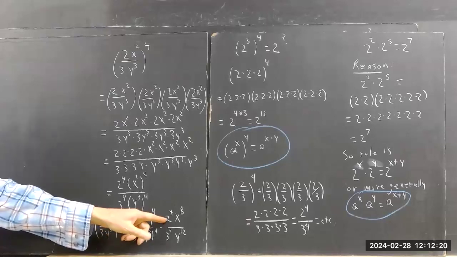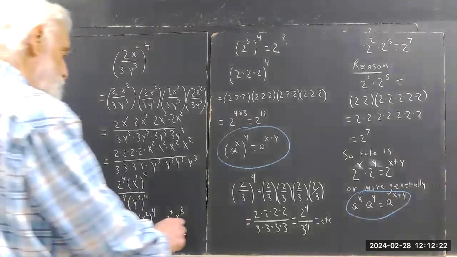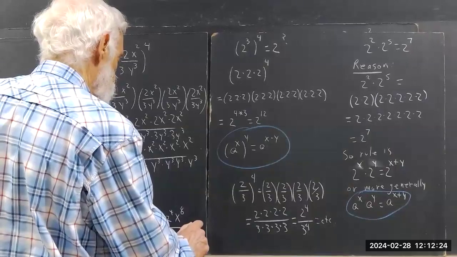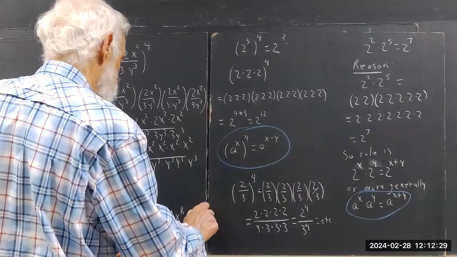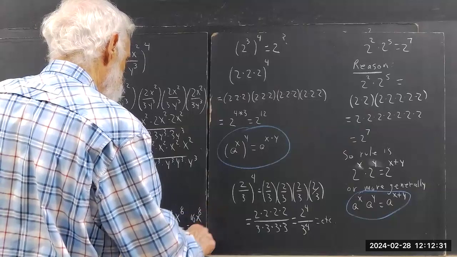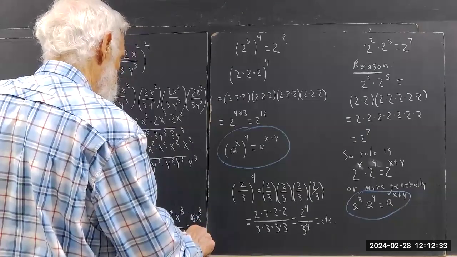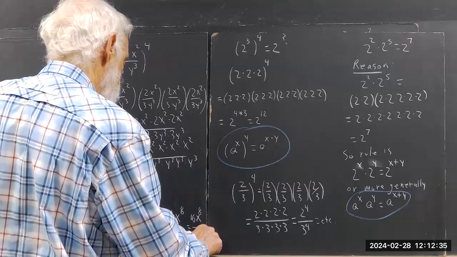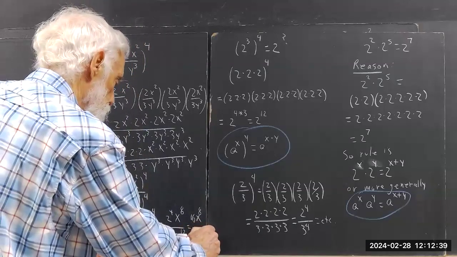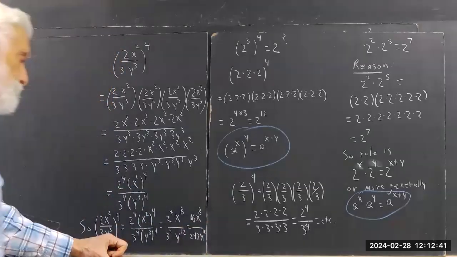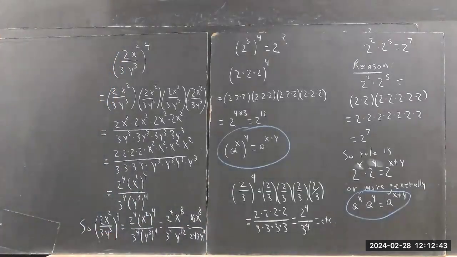And of course, then we can do 2 to the 4th. So we might as well finish that. That's going to be 16 x to the 8th divided by 243 y to the 12th. Well, it's going to be a little hard to read. I'm not going to try to read it.